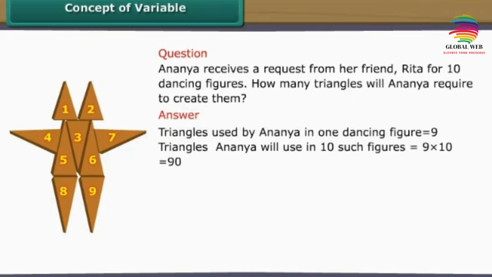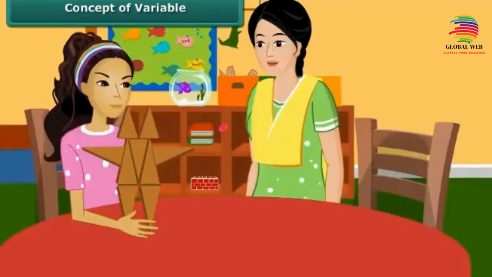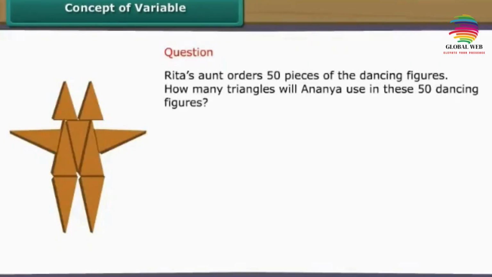Therefore, in 10 dancing figures, Ananya will use 9 into 10 is equal to 90 triangles. Rita's aunt notices the dancing figures and likes them so much that she orders 50 such pieces. How many triangles will Ananya use in these 50 dancing figures?